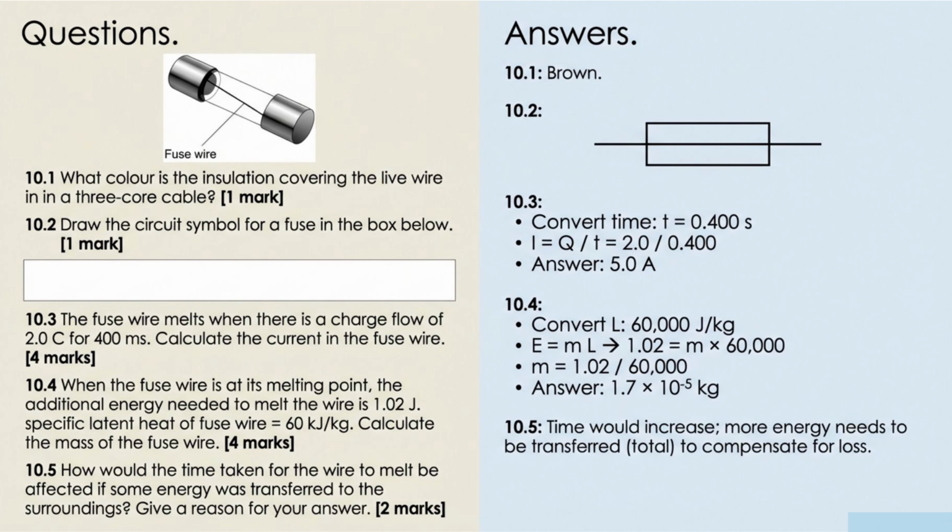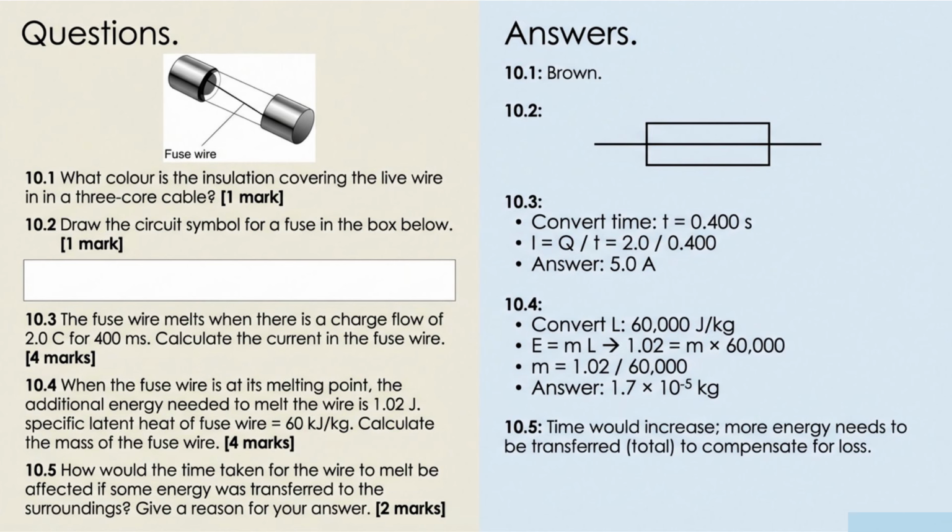The energy is 1.02 joules, and the latent heat is 60 kilojoules per kilogram. Convert the latent heat. L equals 60,000 joules per kilogram. The formula is energy equals mass times latent heat. So 1.02 equals mass times 60,000. Mass equals 1.02 divided by 60,000. That gives a mass of 1.7 times 10 to the negative 5 kilograms.